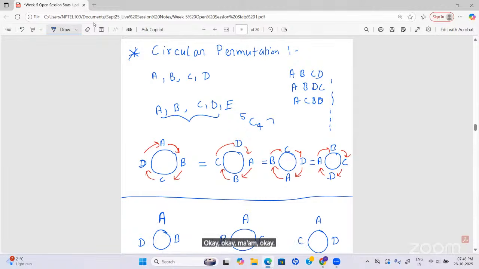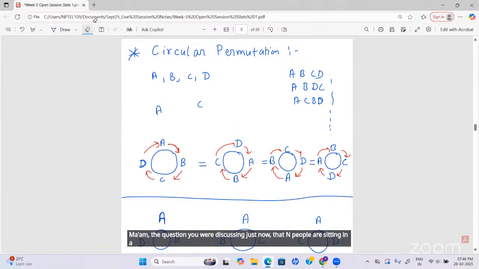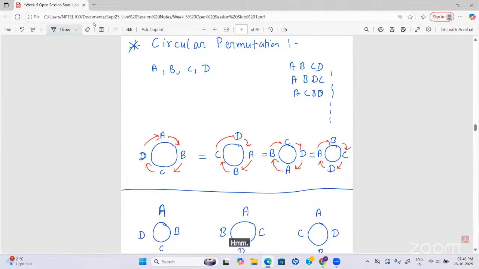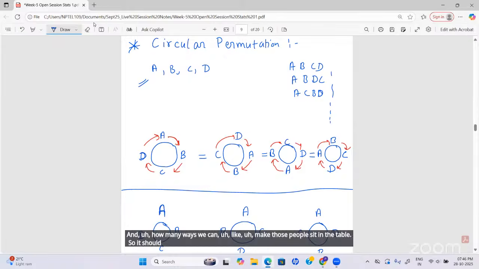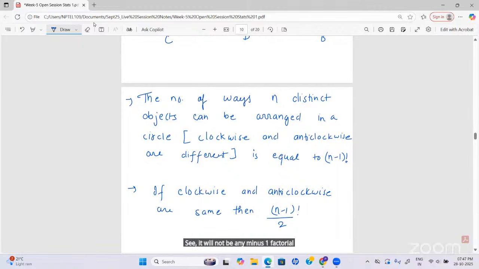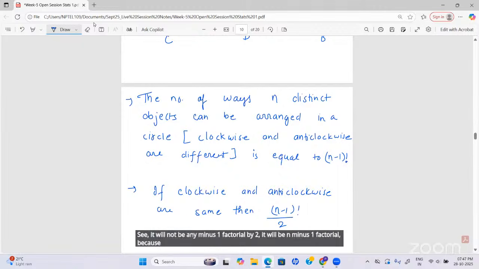Okay, ma'am. The question you were discussing just now, that n people are sitting at a circular table, in that case, we will count the repetitions, right? The round table that you said, that n number of people are sitting around a table, and how many ways we can make those people sit at the table. So it should be (n minus 1) factorial by 2, right? See, it will not be (n minus 1) factorial by 2. It will be (n minus 1) factorial because their clockwise and anti-clockwise arrangements are different.